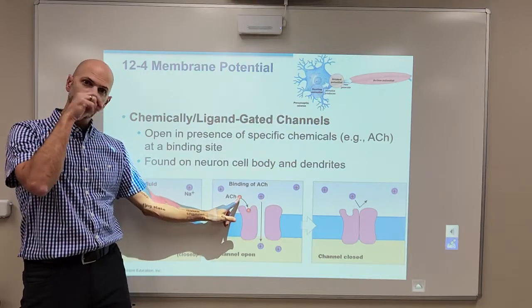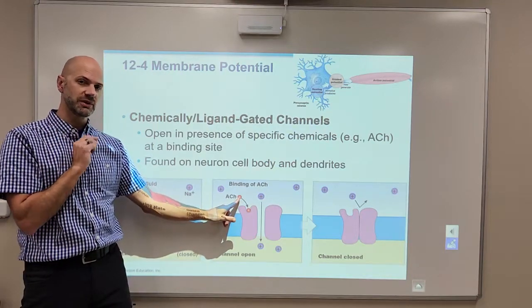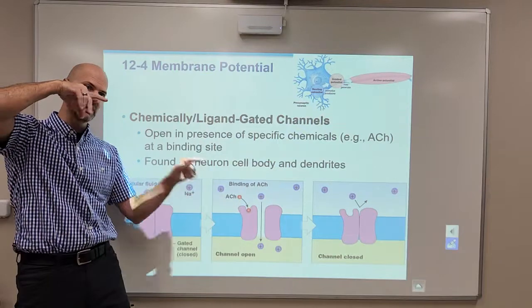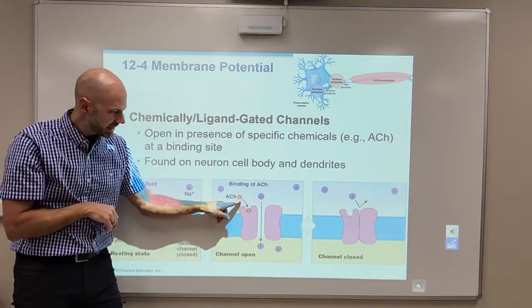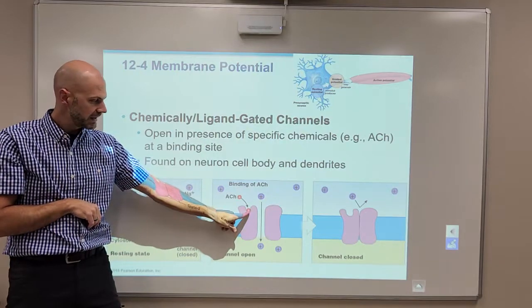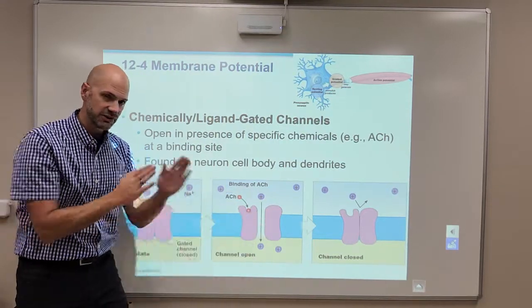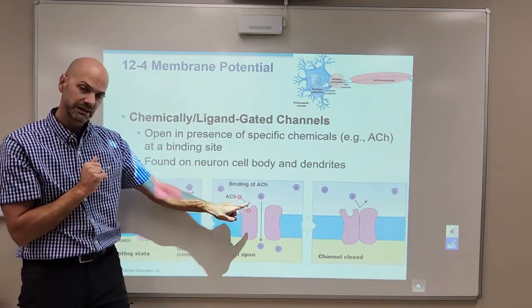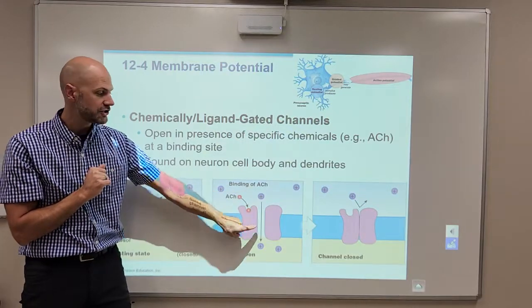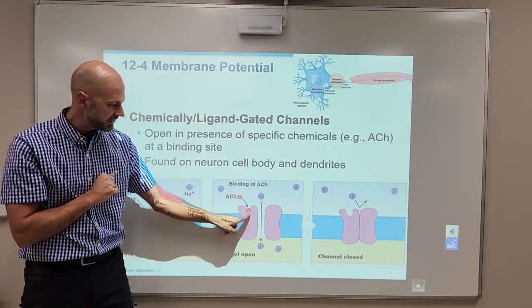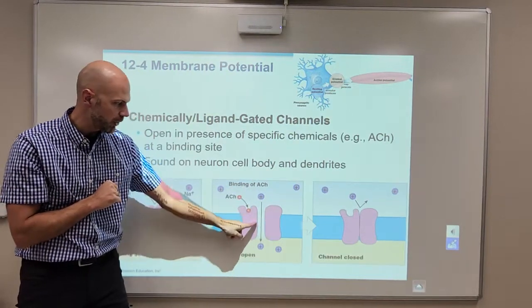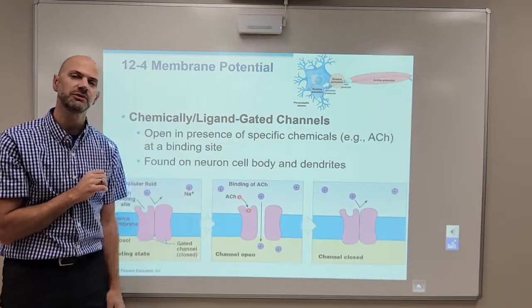Acetylcholine was what we saw at the neuromuscular junction, right? So the neuron releases acetylcholine, it crosses the synaptic cleft and binds to this receptor. That receptor happens to be connected to a channel, because this is a ligand-gated sodium channel. And the result of that binding is for the gate to open, causing sodium to rush in.